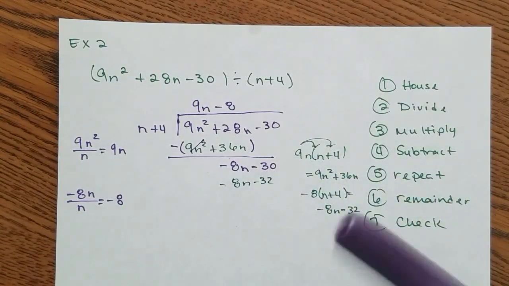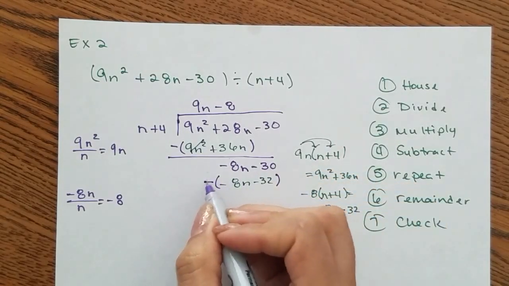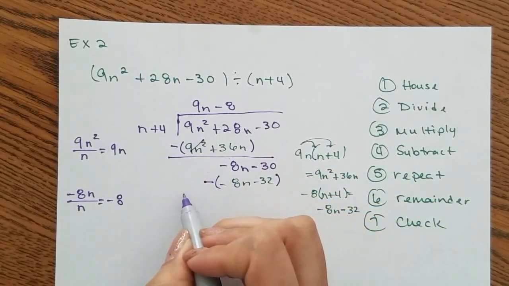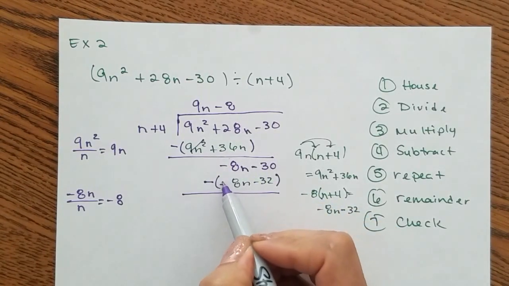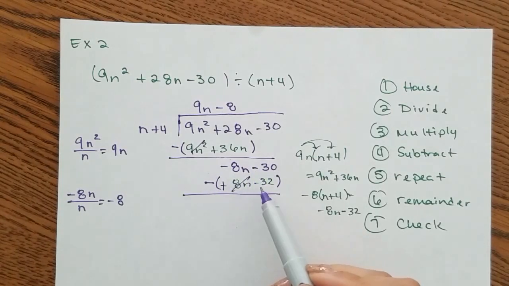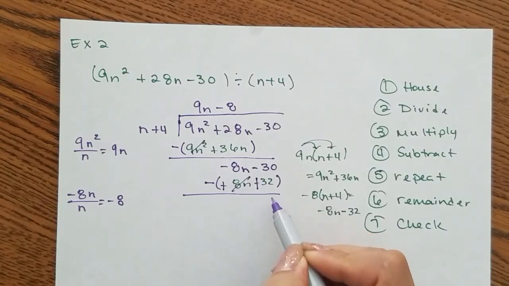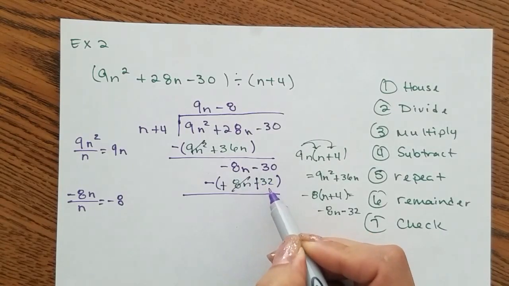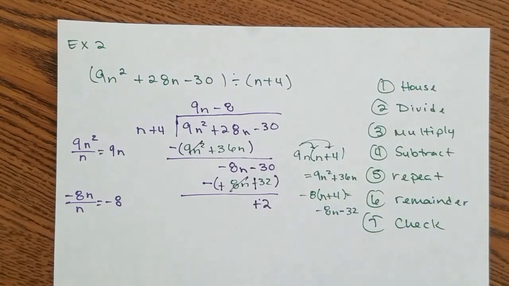Now, don't freak out over here because you have the double negative. It's not going to give you negative 16 because this is going to change when we distribute that negative here. So you have negative 8n minus negative 8n turns it into a positive, makes it cancel. Negative 30 minus negative 32. That double negative here is going to make that a positive. So you have negative 30 plus 32, which is going to give you a positive 2 as your remainder.